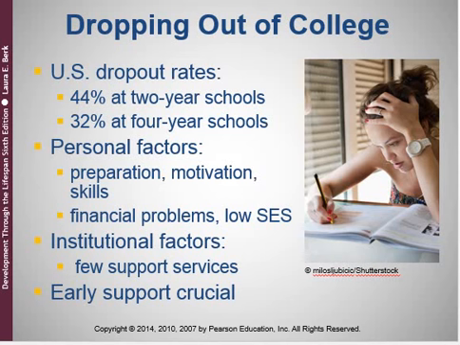Financial problems. People who are working hard don't have enough time to study. Eventually, they give up and drop out. Institutional factors, problems with the college, meaning if the college doesn't support students, students are more likely to drop out. And support has to come early so that you begin to do better and better rather than worse and worse.